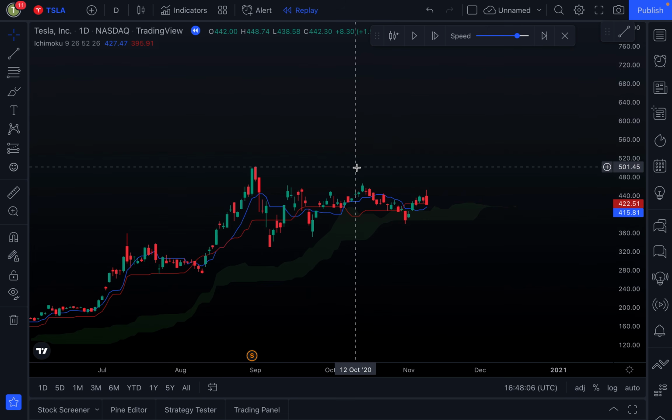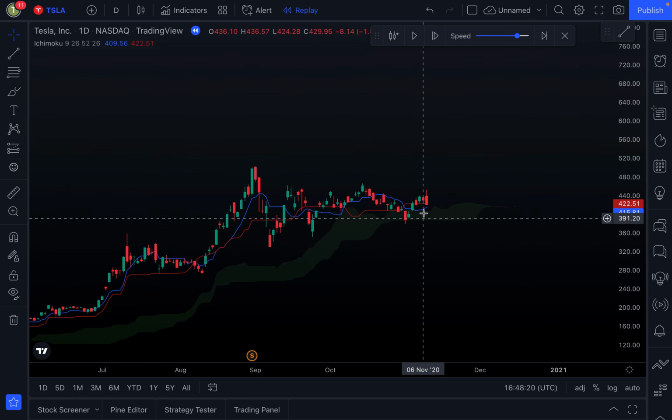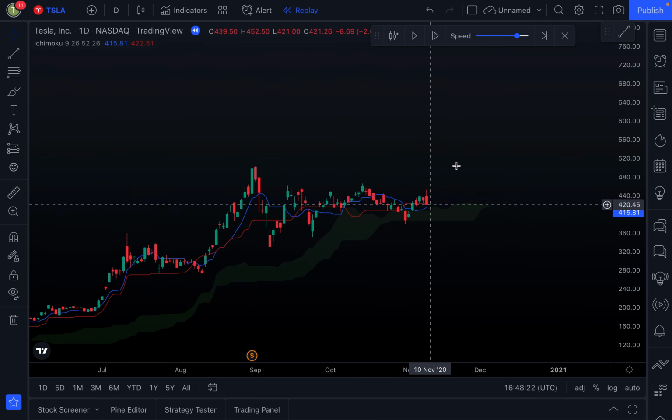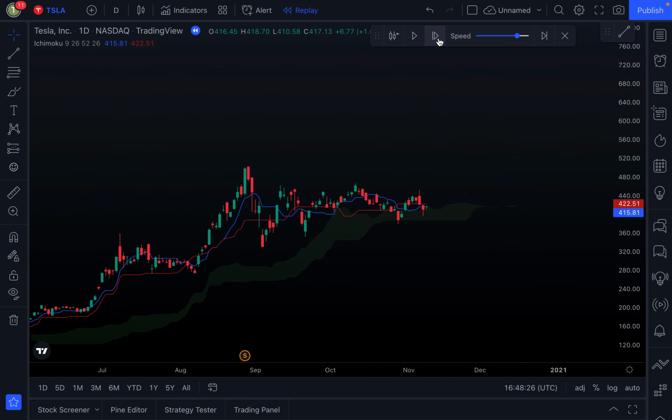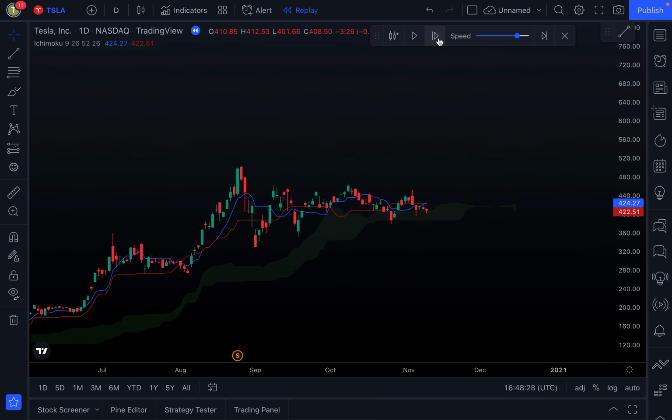So again, a bullish crossover is going to be when the conversion line, or the blue line, crosses above the baseline, or the red line. So basically now we're looking for the blue line to go above the red line here, right? And notice that it's getting close here. So I'm going to play a few more candles here. Let's continue, let's go a little bit forward and take a look at what happens.